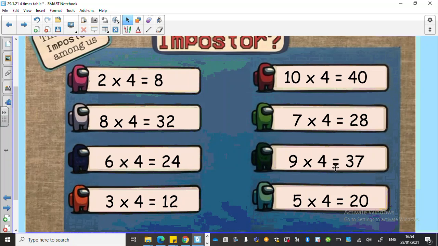9 times 4 is not 37. It's not an odd number, it's 36. 3 times 4 is 12, and 5 times 4 is 20. So there were a couple of little cheeky imposters lurking there, weren't there? So hopefully you got all of those right.